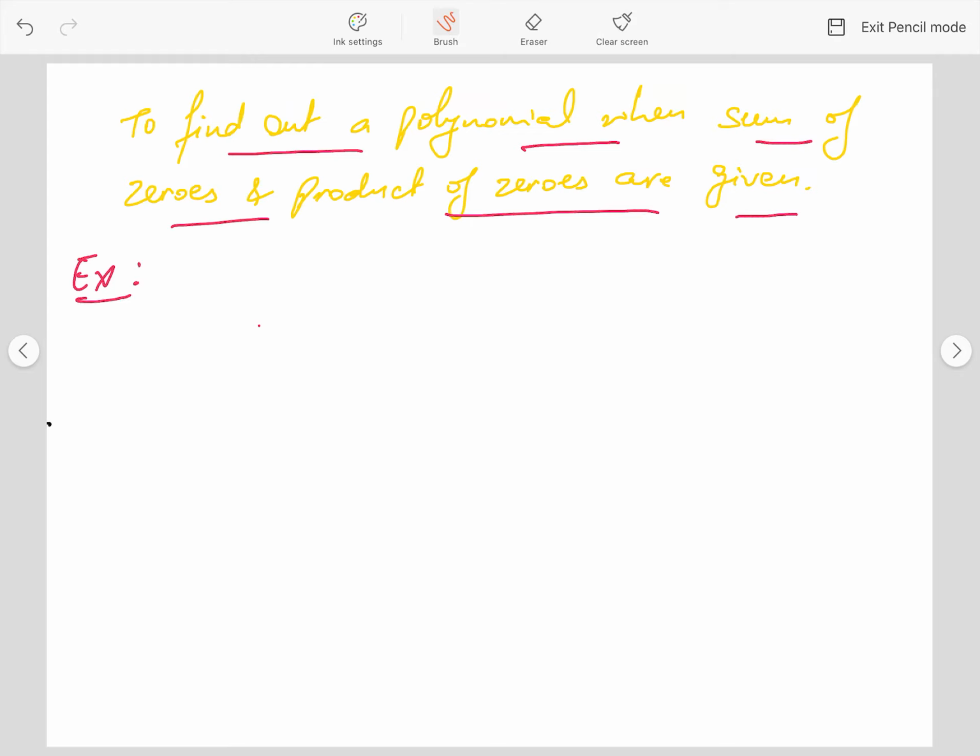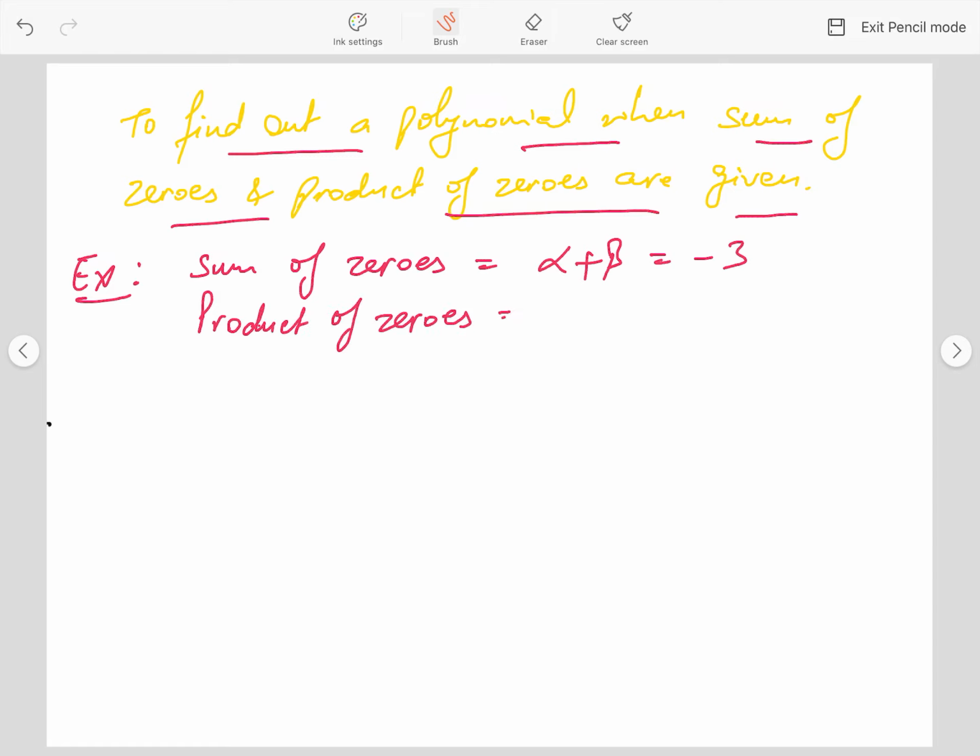So let us take an example where the sum of zeros is given to you. That is, the sum of zeros, which we can write as alpha plus beta, adding both the zeros, is given to you as minus 3, and the product of zeros, alpha beta, is given to you as 2. Okay, so now we have to find out the polynomial.